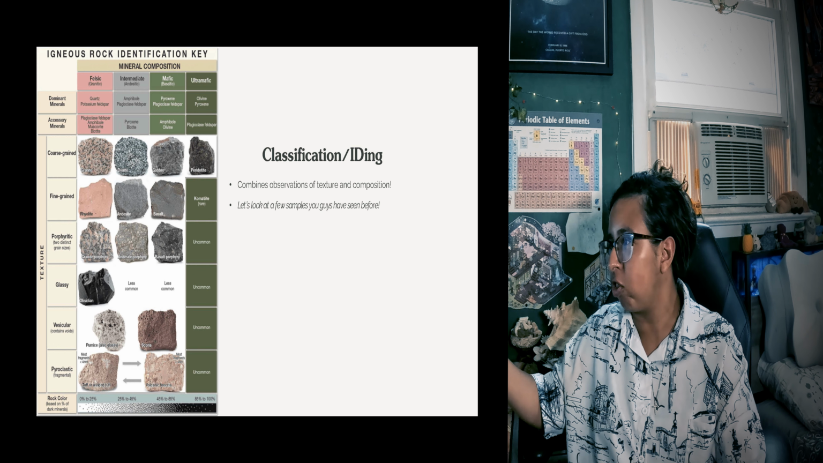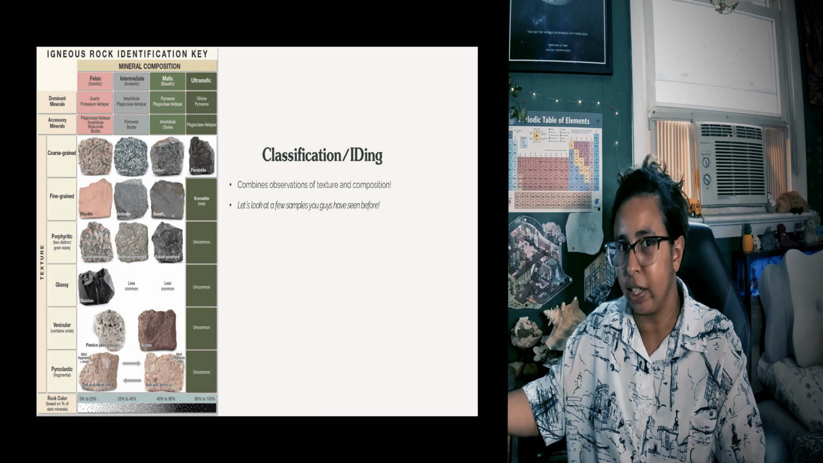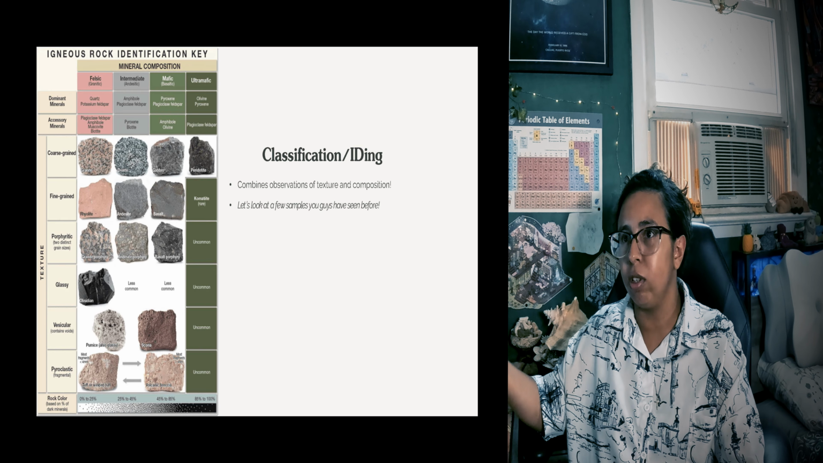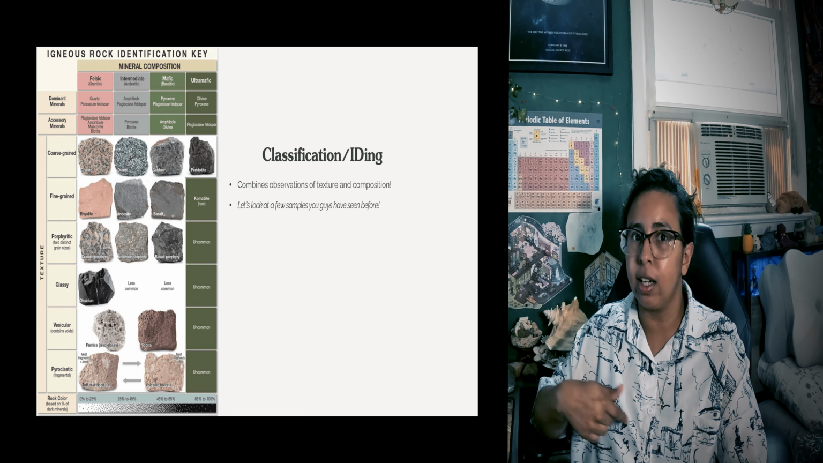Obsidian is pretty much just its own category, because I don't know if I would even consider it mafic, felsic, or intermediate. You can't really tell what's in there, I guess, unless you do petrographic tests or something like that, which I do not have access to doing.